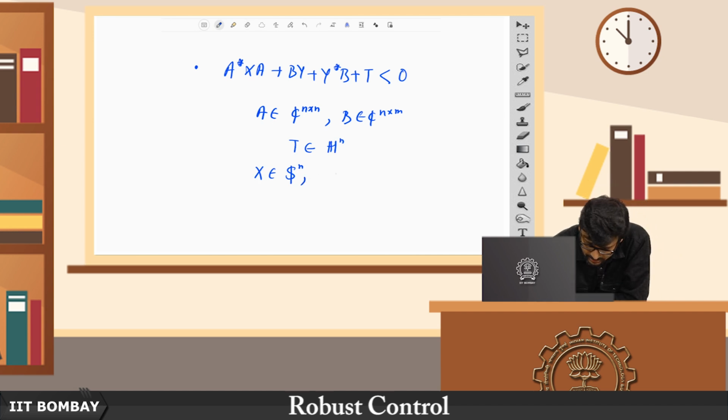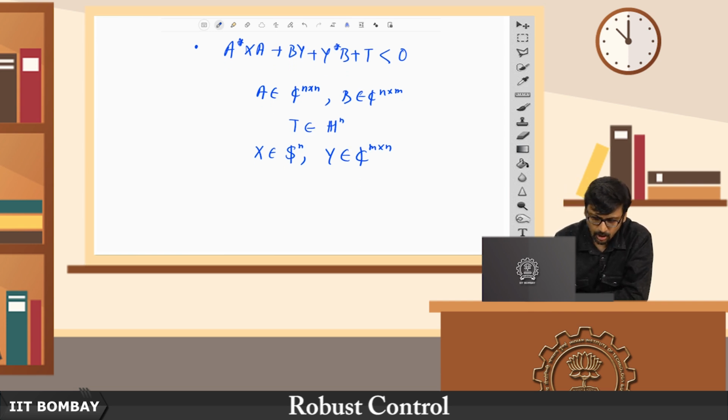But we can still have this Y. This can come from the space of any m cross n matrix. Is that consistent? Let's check: n cross m, m cross n. Yeah, we are doing good. So this is it. Now this, I put it to you, is also an LMI.